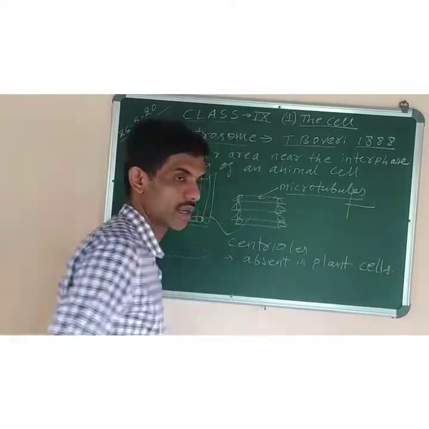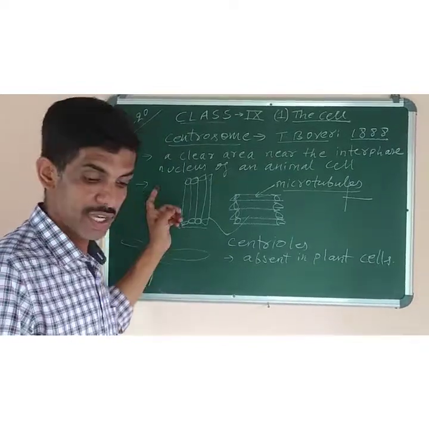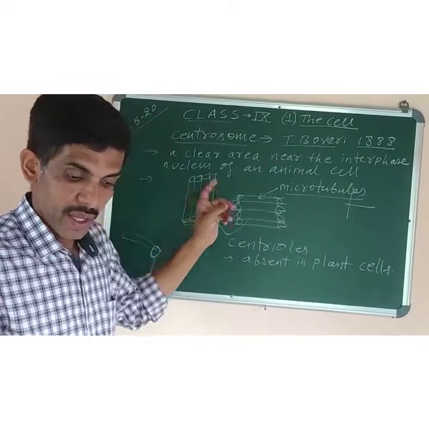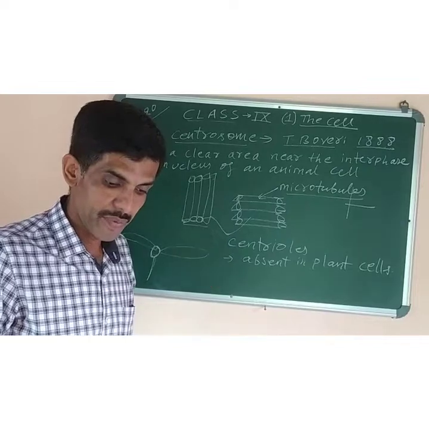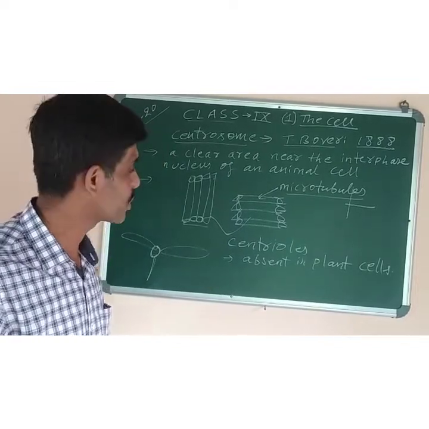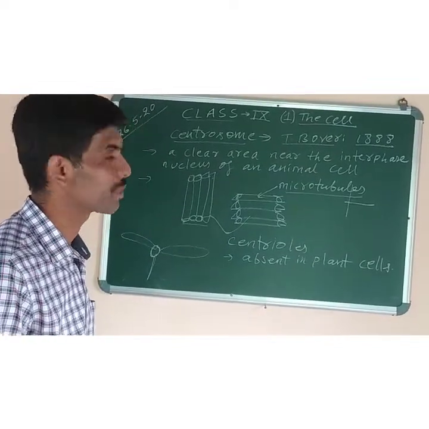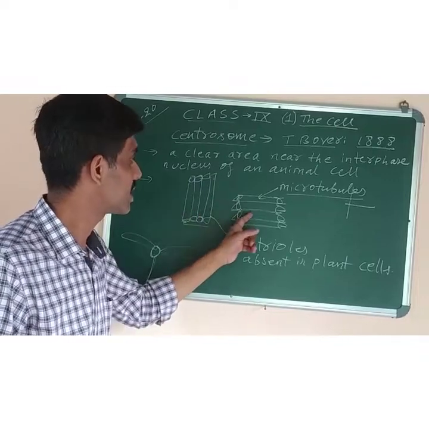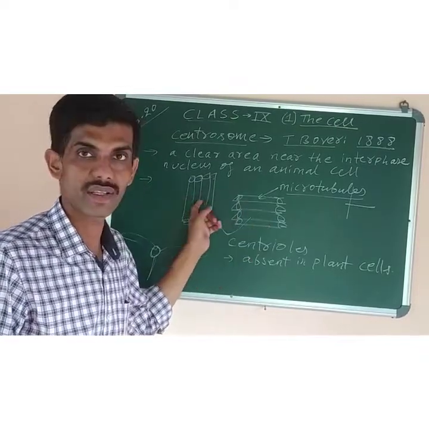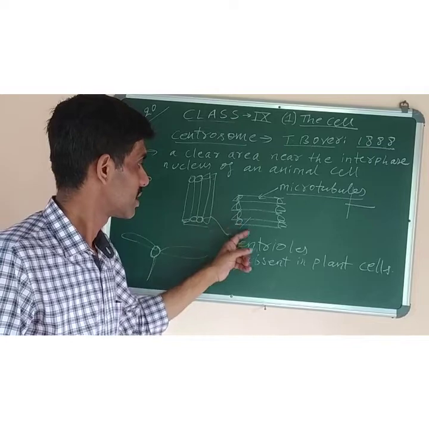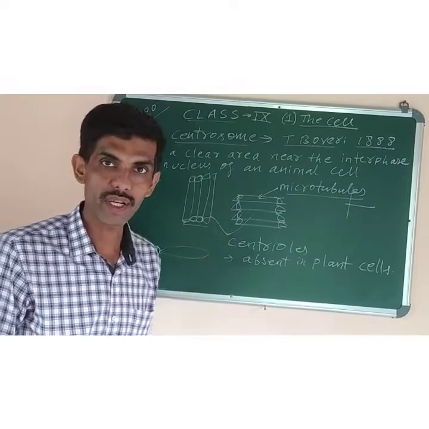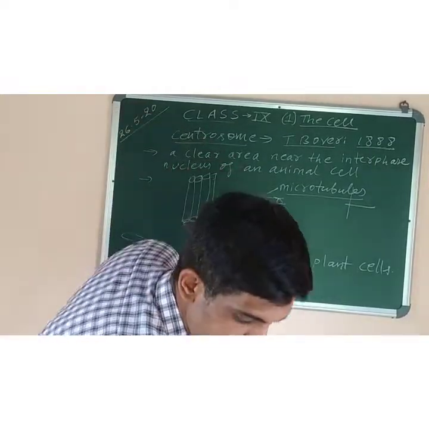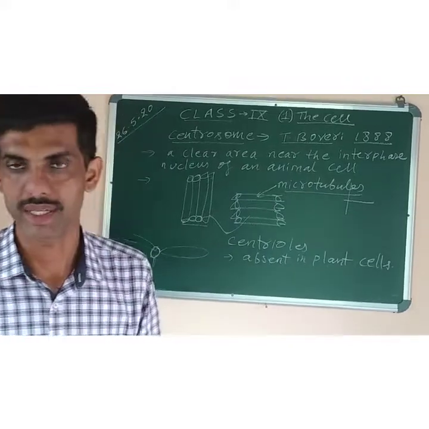This particular cell organelle, and what is it made up of? It is also known as diplosome, the other name. Why? Because it consists of two cylindrical structures which are known as centrioles. That's why the word is diplosome. Okay? Now next we have to do is plastid.